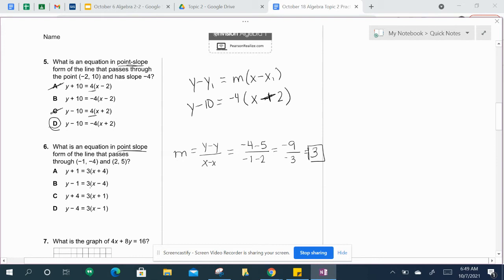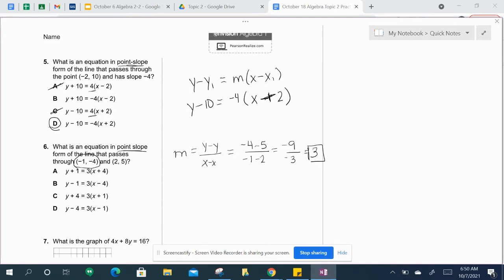So I come over and look at my choices. Every one of them has a slope of 3. So that didn't help me eliminate a choice, but it did help me find my slope. All right, now I'm going to write my equation, and I can use either point that I want. However, because it's a multiple choice question, let's see what the choices can tell me about which point I want. It looks like every one of them is using the points 1 and 4. So it looks like I'm going to use this point (-1, -4).